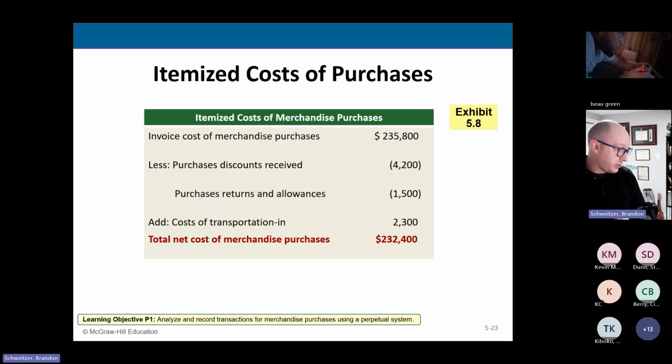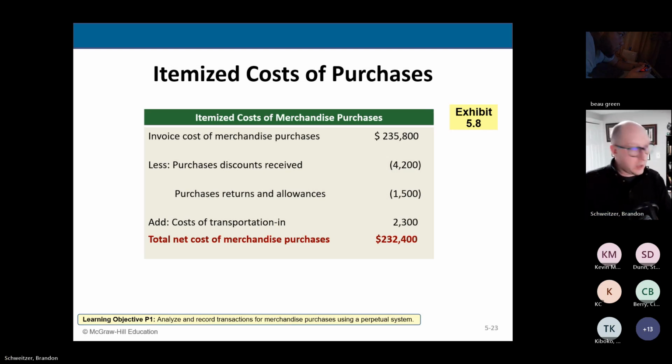Purchase discounts, returns, and allowances are credited to decrease the value of our inventory by that amount. If we received a discount, if we had to return, or there was an allowance, that decreases the value of the inventory. So we have to credit our inventory account to bring down the value of the inventory.